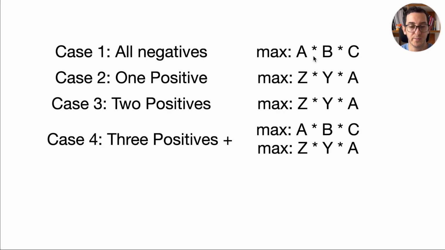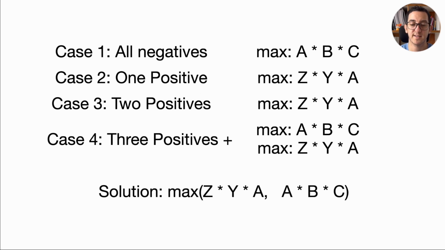So if we sum it up, we only have two types of results that could give us the maximum number, and that is C times Y times A and A times B times C. So we just need to get the maximum between these two. So let's go and code this.